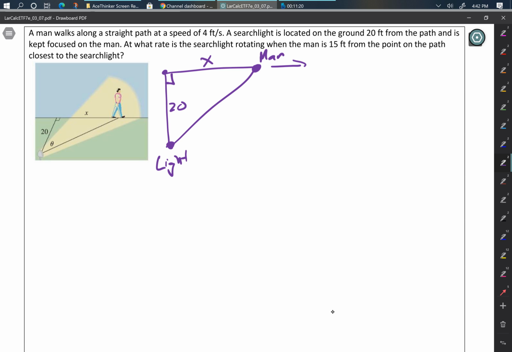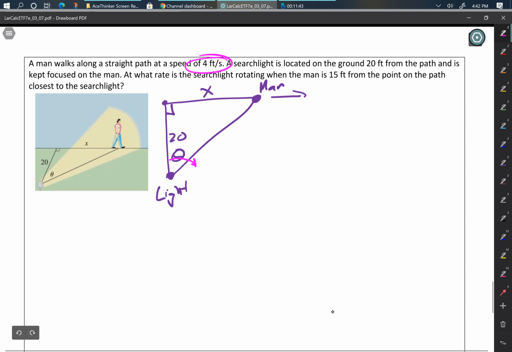And then this angle theta right here is changing because as the man walks, the light needs to rotate, so that angle needs to get larger and larger to keep the spotlight on the man as he's walking. I know that the man is walking at a rate of 4 feet per second. So that tells me that x is changing.